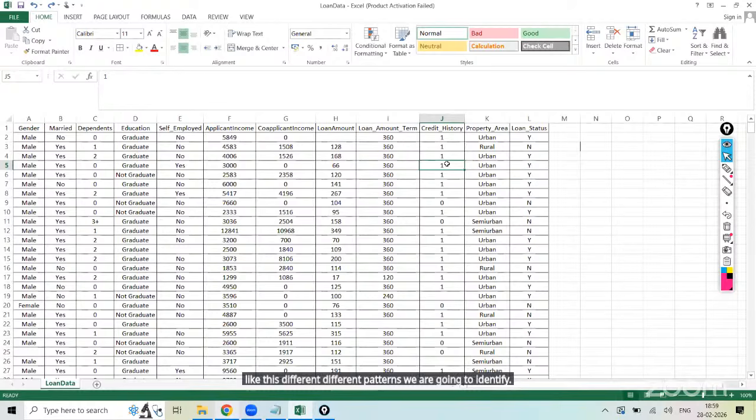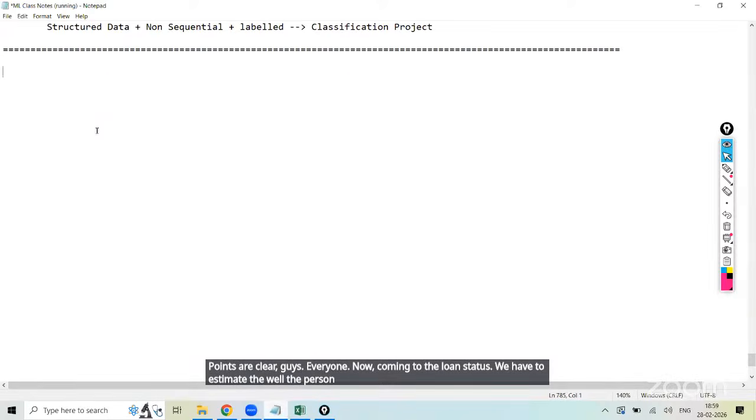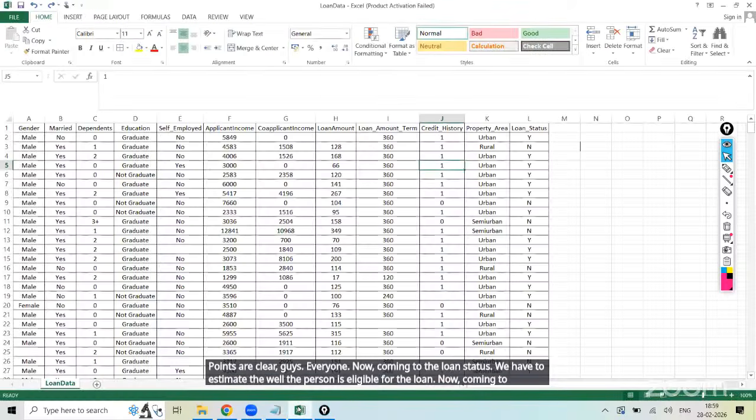Points are clear, guys? Everyone? Now, coming to the loan status, we have to estimate whether the person is eligible for the loan. Now, coming to today's class, as I've told you, we are going to use the evaluation metrics. Means we are going to work purely on that for today's class.